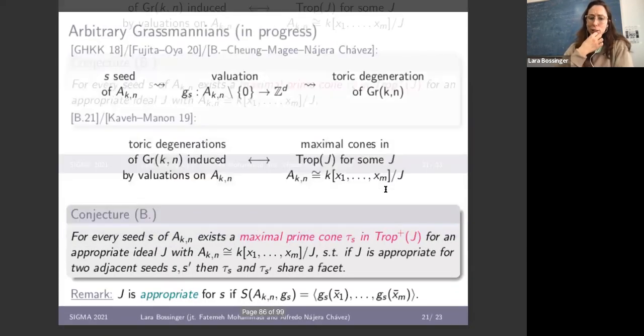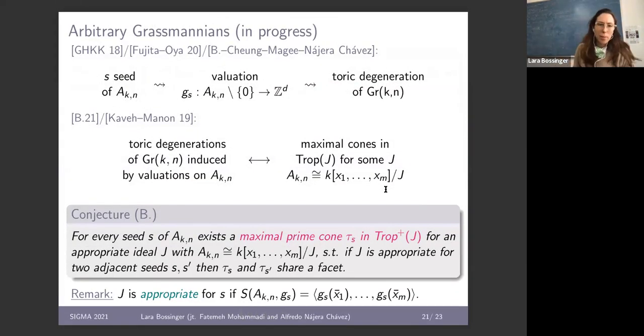And the conjecture or expectation that I'm writing up right now is the following. If I fix a seed of the cluster algebra, then by this correspondence result, there exists a maximal prime cone in the tropicalization. The conjecture further states that it will be in the positive part of the tropicalization for an appropriate ideal J that is exactly obtained as I explained in the beginning of the talk.